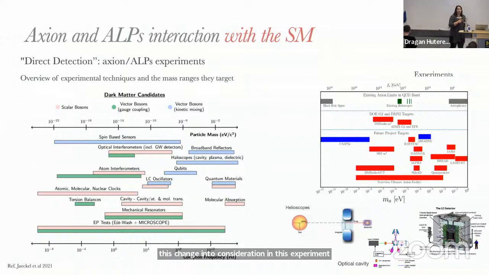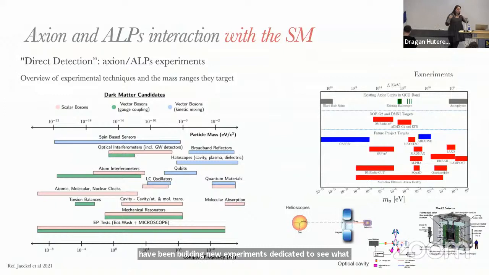This is a completely new field. Most of those experiments already existed for something else, for condensed matter reasons or whatever. And now they're being converted. You can try to use them also to search for the axion. And this is what has been done lately with many of those experiments. But also we have been building new experiments dedicated to see what the axion or axion-like particle is.